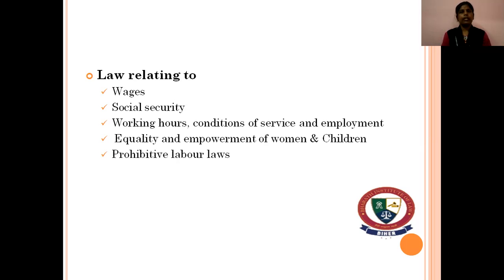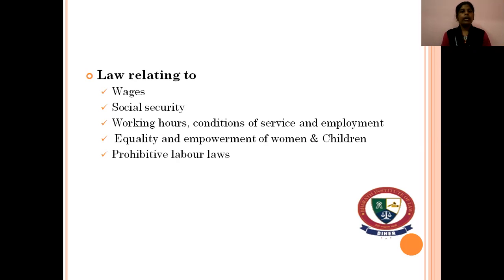And next is the law relating to social security, that is, giving some welfare measures to the employees, like the Employees Provident Fund Act, which says that after their retirement, they'll be getting certain benefits. So these are all giving certain benefits to the employees. Such acts are called law relating to social security.